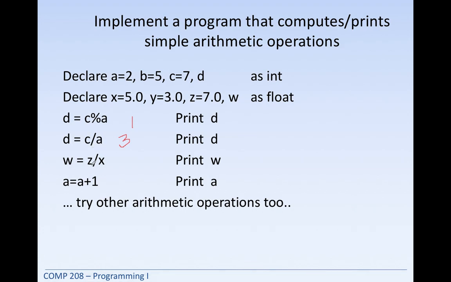W is equal to Z divided by X. Z is 7.0, X is 5. Okay, and they're declared as floats. So 7 divided by 5. Okay, that's 1.4, I suppose. Okay, so can we store the decimal point? Yes. A equal A plus 1. Okay, you just increment A by 1, which will become 3.